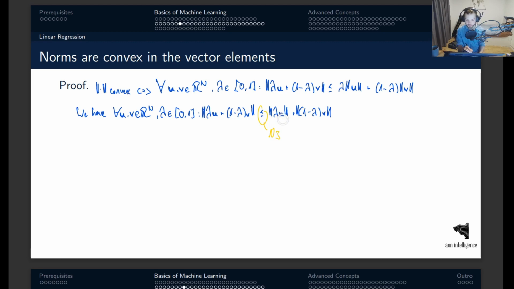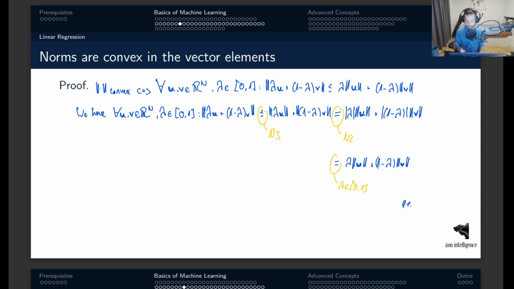But we're not finished yet, right? Because this quantity isn't this one yet. As a consequence of the absolute homogeneity, we can push out the absolute value of these scalars. So observe that we're almost there. We just have to realize that since lambda lives in the unit interval, the absolute value of lambda and 1 minus lambda will be just lambda and 1 minus lambda.